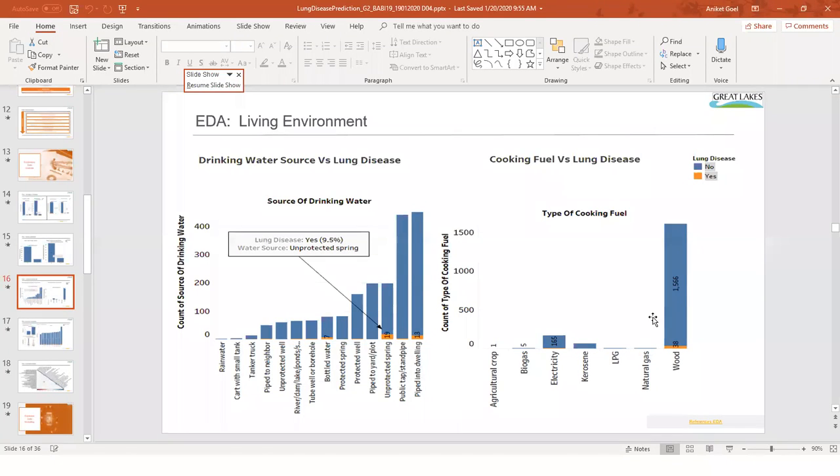Cooking fuel: you see 38 people using wood as a cooking fuel have got the lung disease, but this 38 is out of 1,566. So percentage-wise this variable is not coming out as important, and that's why wood as a fuel is not part of the scorecard.